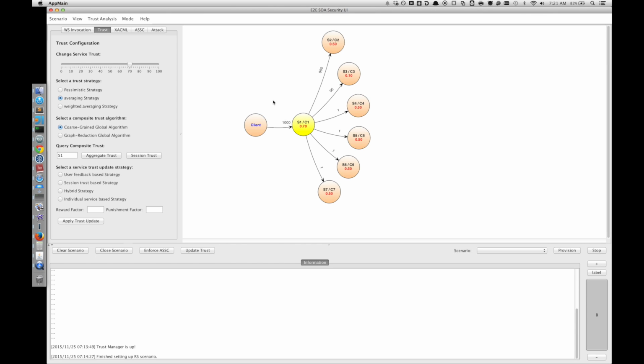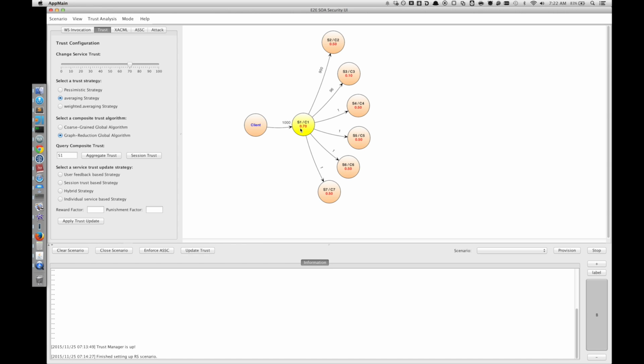To make this calculation more precise and take these weights into account, we defined the graph reduction global algorithm. The details of this algorithm are available in the dissertation. I don't want to cover the details here, but the idea is that for any arbitrary service graph, we try to reduce that graph based on its weights, and by reduction we will come up with the aggregate trust.